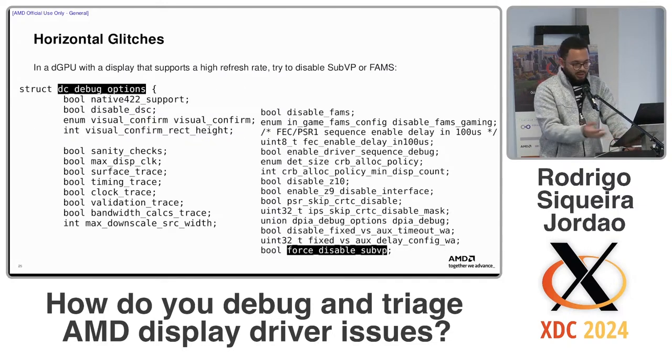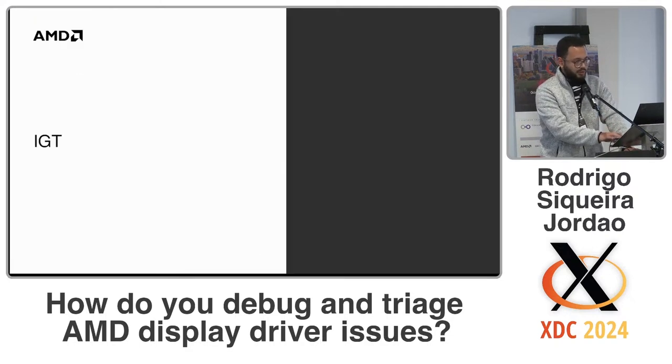If you did that and the issue is still there, maybe it's something specific. We have this struct in our code named DC debug options. You can enable and disable some specific features. For example, for horizontal glitch, you can try to disable this sub VP feature and see if it fixes the issue or not. So this is another good way to narrow down the issue.